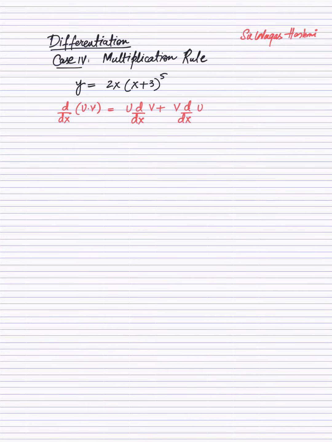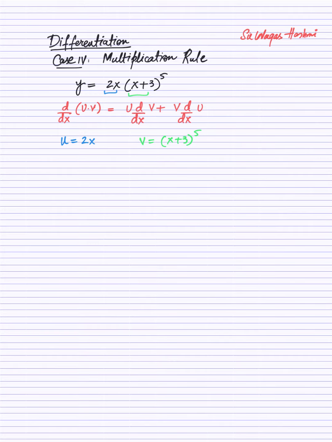Alright. So whenever you have a multiplication case, when there are two functions and they are multiplying, you need to apply that working formula. Now how to apply it? It's very simple. We are going to consider the first function as u, so u equals 2x, and the next function v will be (x plus 3) power 5.